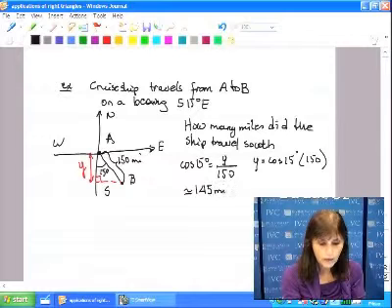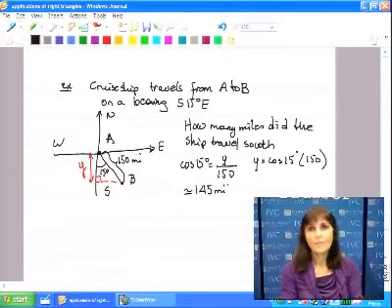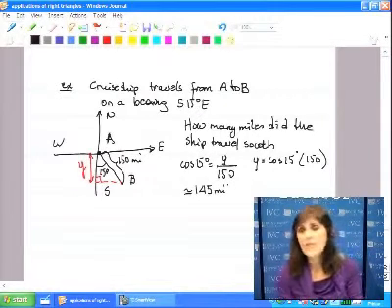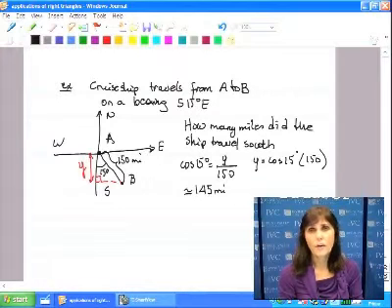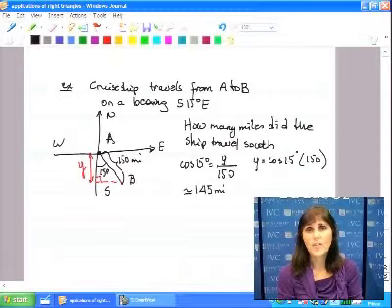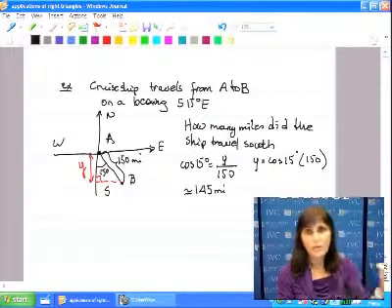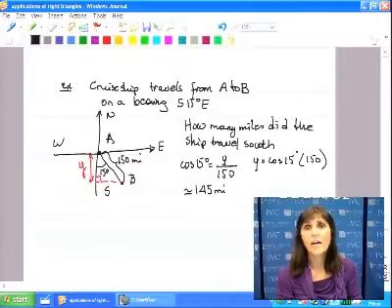145 miles south. And this concludes a few applications of right triangles. And it's pretty simple. Just make sure that you pay attention to the words and double check your answer. Does this make sense? It went 145 miles south and it was 150. 150 is longer. Yeah, it makes sense.